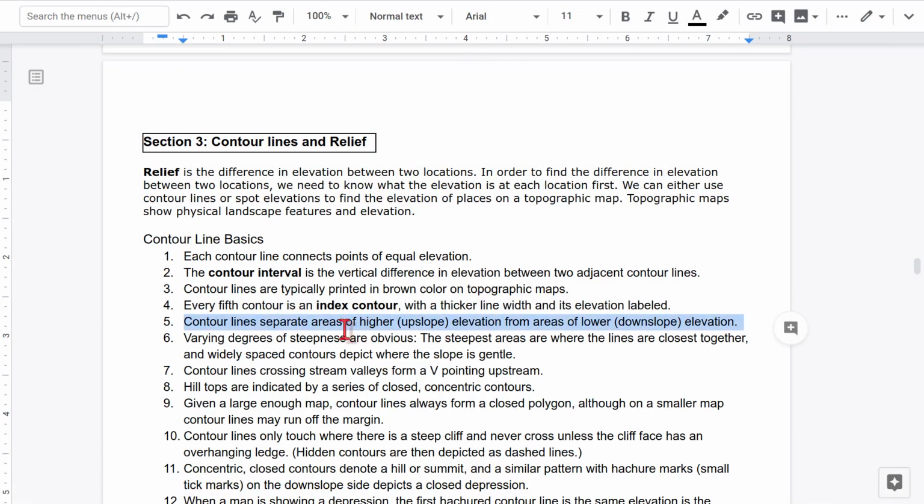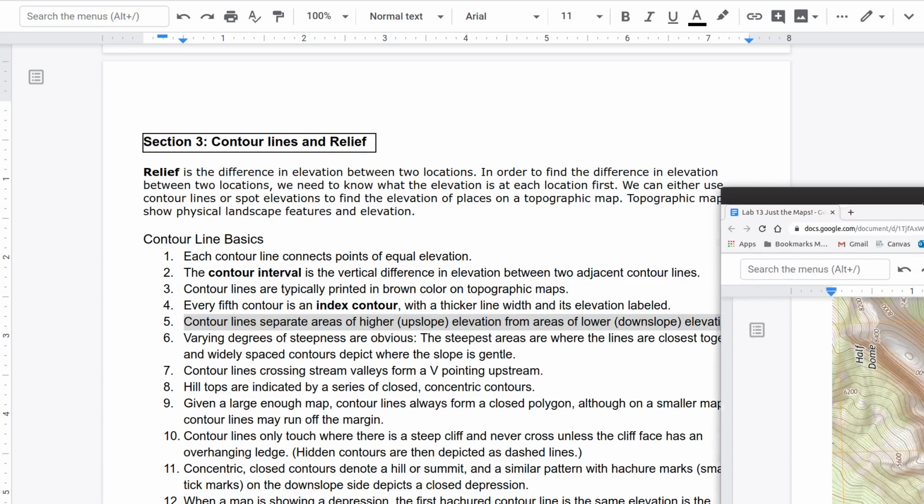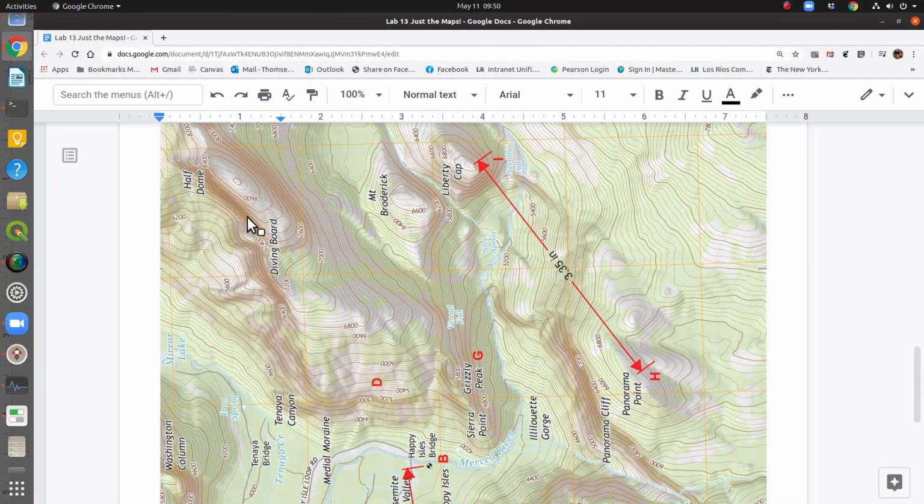Contour lines separate areas of higher elevation from areas of lower elevation. The varying degrees of steepness are obvious. Where the lines are very close together, for example, right here, it's very steep. Where the lines are far apart, for example, right here, that means it's flat. So the closer the lines are together, the steeper it is. And in fact, down here, at Panoramic Cliff, the lines are really, really close together because it's a cliff.